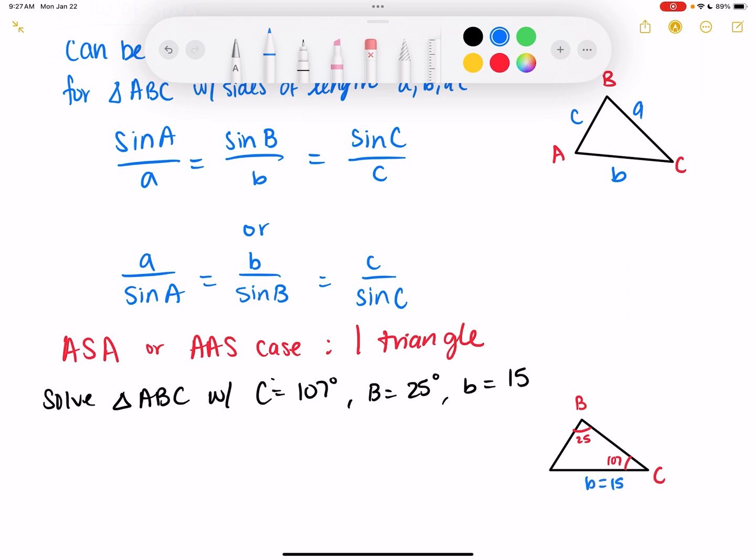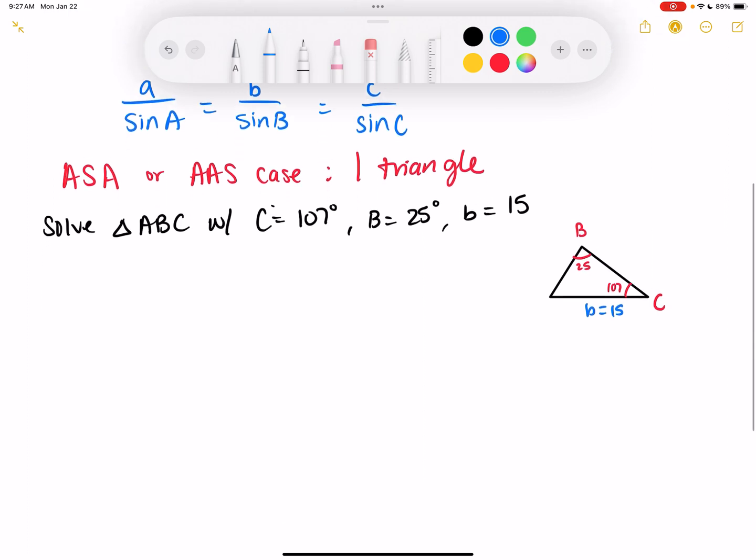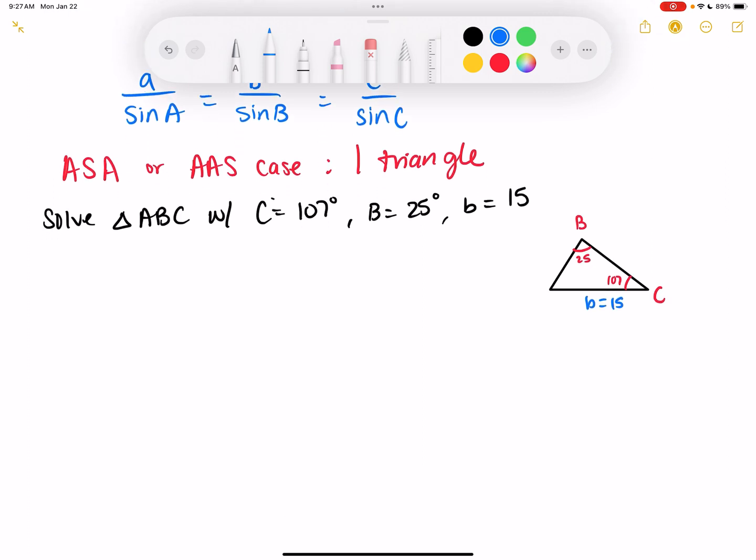So ultimately, I'm trying to solve for all the pieces of my triangle, so side A, side B, side C, angle A, angle B, and angle C. I know I have some information given to me, so I always will set it up like this, so that way I have all the pieces together and I can make sure I get everything.